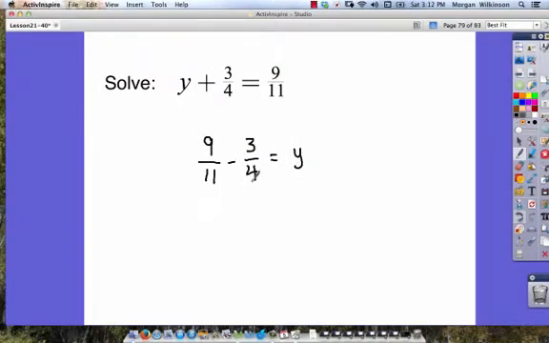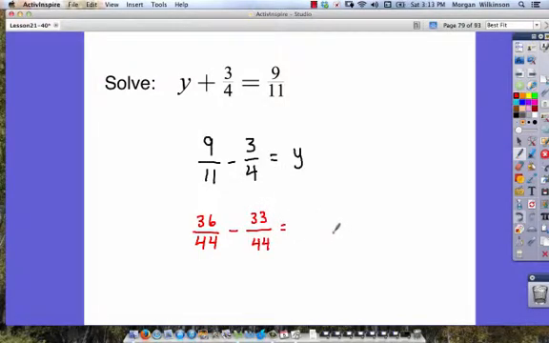Now we can find our least common denominator. That's the least common multiple of 11 and 4. That must be 44, because if we skip counted by 11s and we skip counted by 4s, the first number we would get to for both of them is 44. So we're going to have something over 44 minus something over 44 is going to tell us what our answer y is. So we've multiplied 11 times 4 to get to 44. So 9 times 4 is going to give us 36. 4 times 11 is 44, so 3 times 11 must be 33.